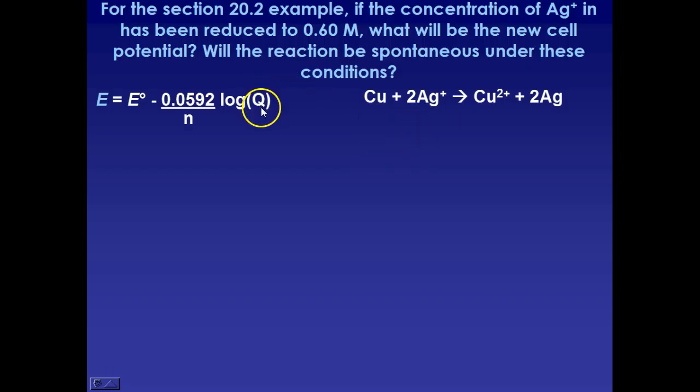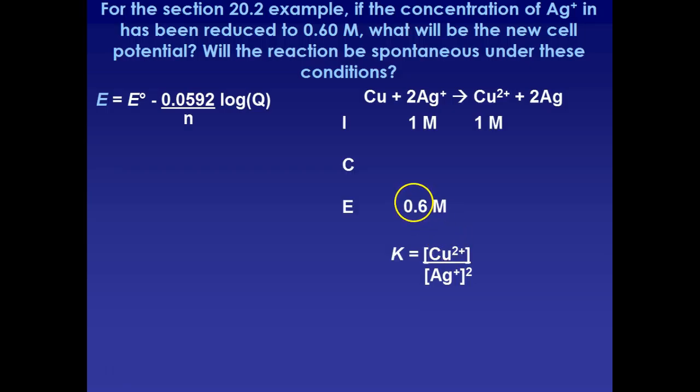So Q is basically your K expression. You don't get to include the pure metals. You only get to include the ion concentrations. So it would be the copper concentration over the silver concentration squared due to the coefficient. Copper didn't change. It was still at 1 molar. Those are your standard concentrations. And if you remember, everything in your lab, other than the ones that you diluted, was at a concentration of 1 molar. The silver now is at 0.6.